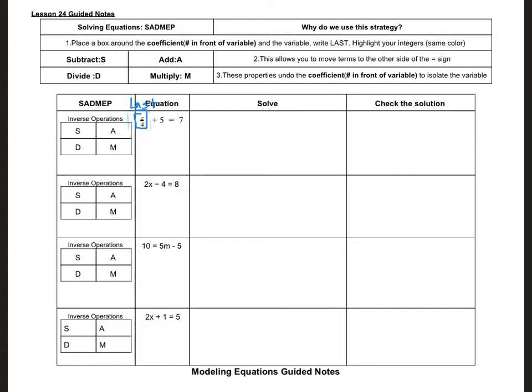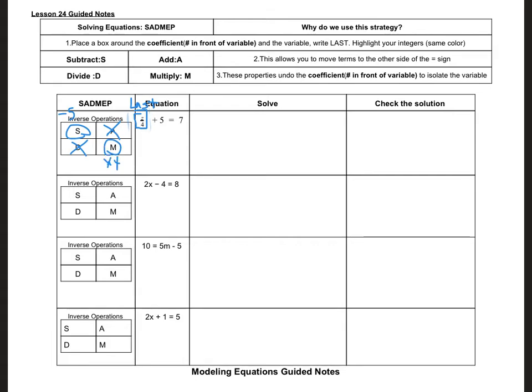Before we start solving, what do we do? We analyze what we have. We say, okay, this says some number divided by 4 plus 5 equals 7. So if they've given me the operation of addition, I'm going to have to do the inverse of that, which is to subtract 5 on both sides. And if they've given me the operation of division, I'm going to multiply by 4 on both sides.